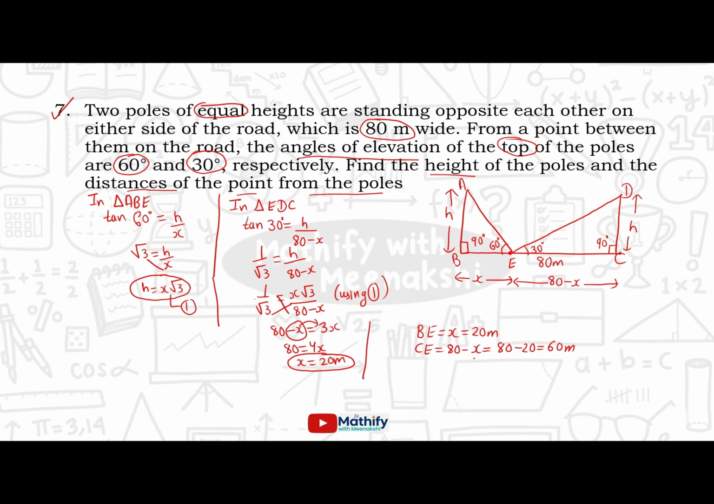Now we have to find the height. What was height? Height was x root 3. That means 20 root 3. So these are our final answer: 20 meter, 60 meter and 20 root 3 meter. Let's move to next question.